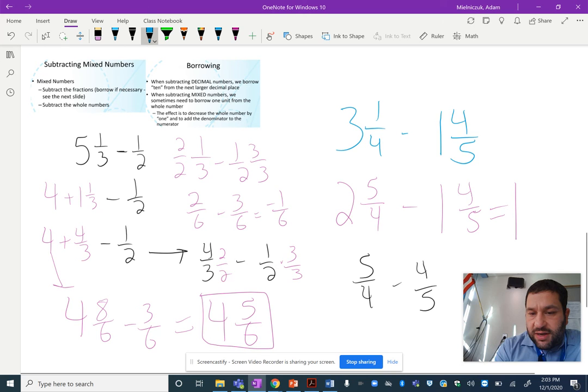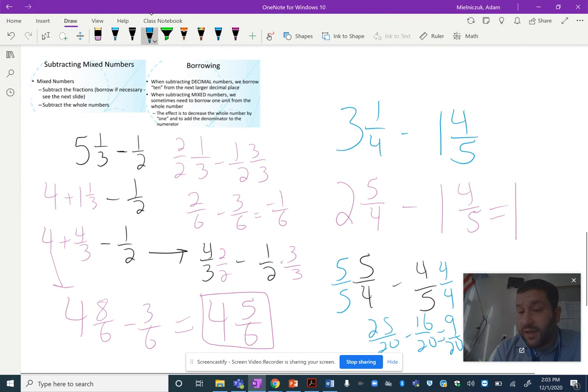Let's find our common denominator. And what do we get? We get 25 out of 20 minus 16 out of 20, which will give us 9 out of 20, for a total final answer of 1 9/20.